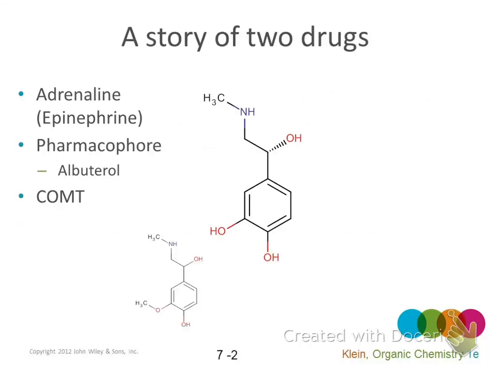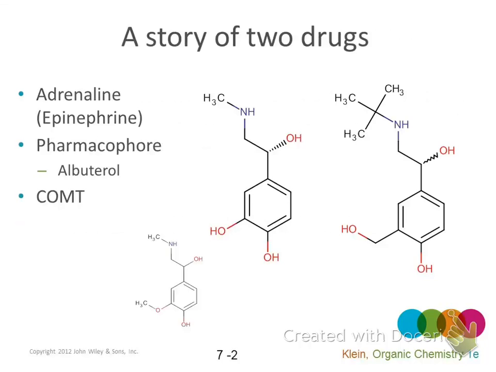And so what they did is they modified this drug, and it looked like this. And this is albuterol. And this is what's in the albuterol inhaler. So what's different? What's that? Yeah, these big blocking type groups. This big thing up here, right? What else is different?